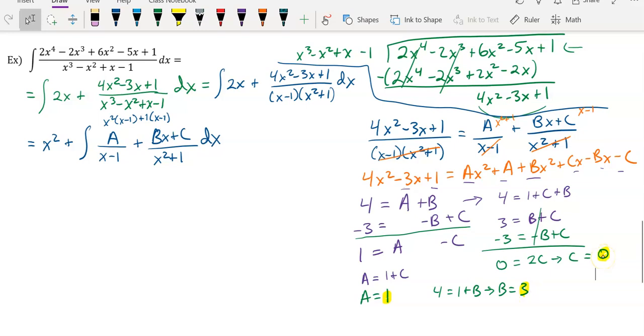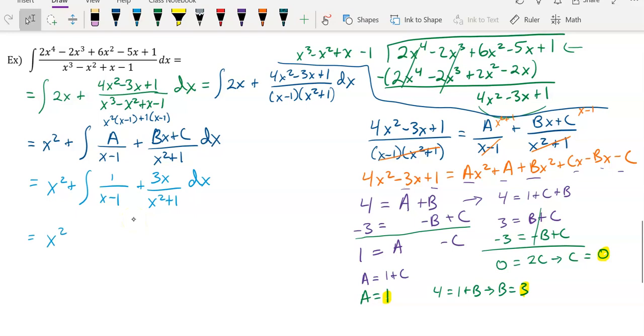Having a 0 is fine. I shouldn't have b equal to 0 because I should have a linear term there, but c equals 0 is fine. Okay, so over here, I'll rewrite this. I get x squared plus the integral of 1 over x minus 1 plus 3x, and then I don't need to write plus 0, over x squared plus 1 dx, and these are both things that I can integrate.